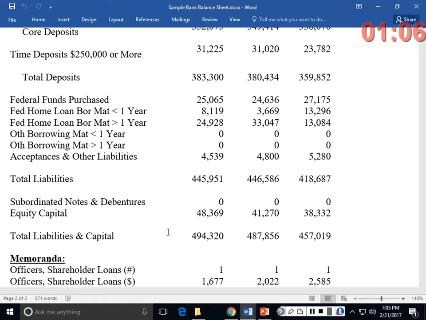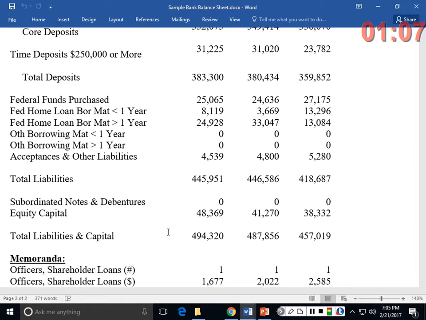For the capital growth, you take the current minus the previous. That's exactly right. This is just a percentage change. So it's the new amount of capital, 2016, minus the old amount of capital, divided by the old amount of capital.